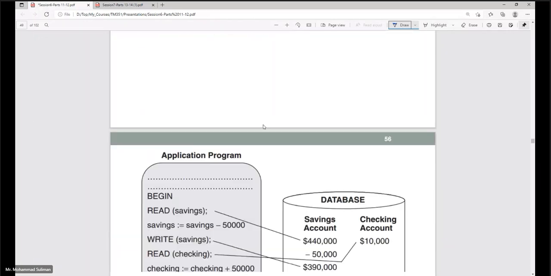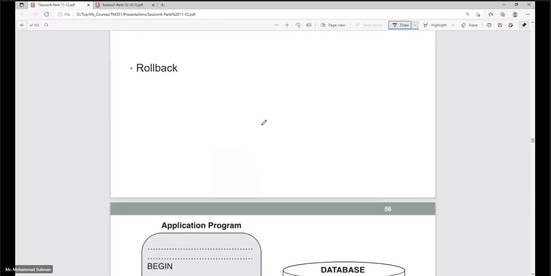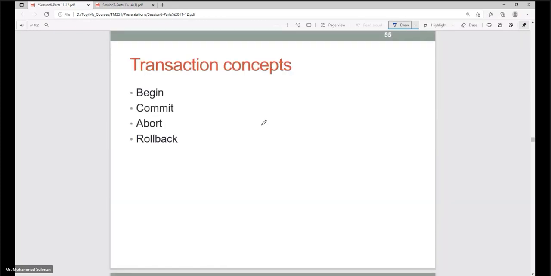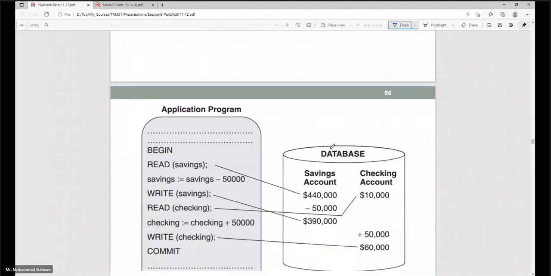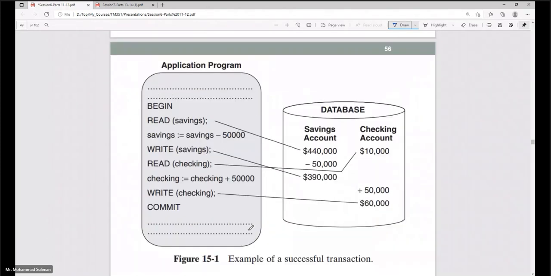So what is the solution for this? The solution is this: to use the concept of begin, commit, abort, or rollback, and make the transaction an ACID transaction. Fine. So begin will mark the beginning of the transaction. Begin is a marker that marks the beginning of the transaction.